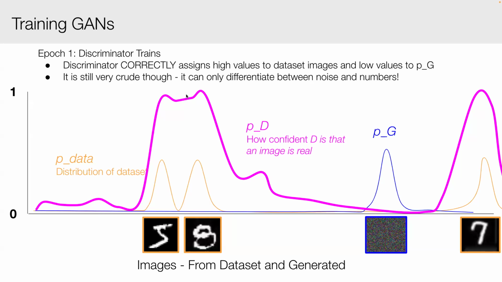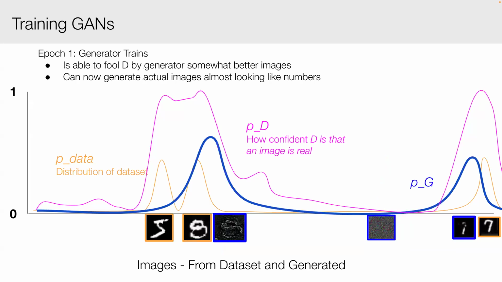Now, it's the generator's turn to train. It's now able to shift its distribution, so it splits into 2. One side moves closer to that data. It hasn't fully fit to it, but it's a lot closer. More importantly, it's in the range where the discriminator thinks it's a real image. So if we sample something at this peak, that corresponds to a score of like 0.8 from the discriminator.